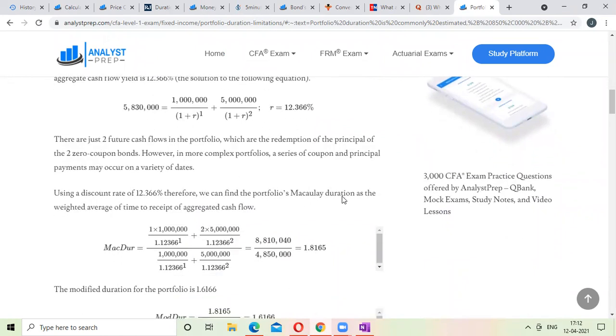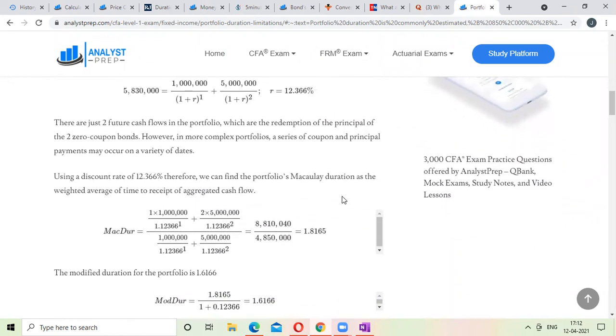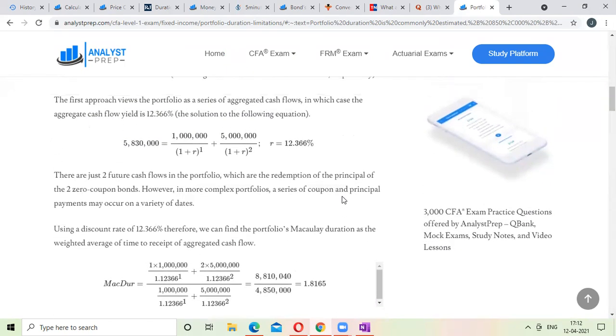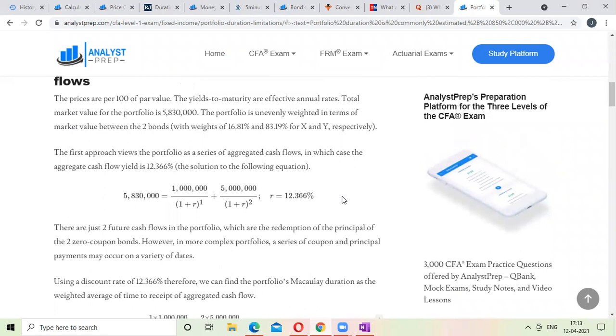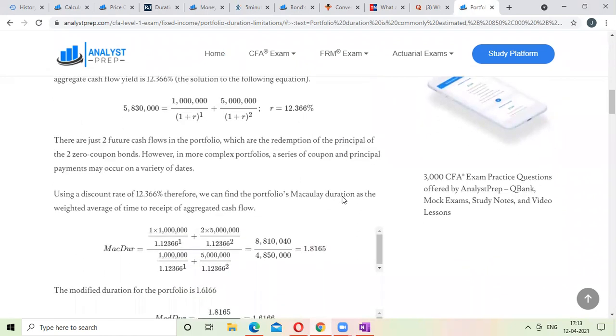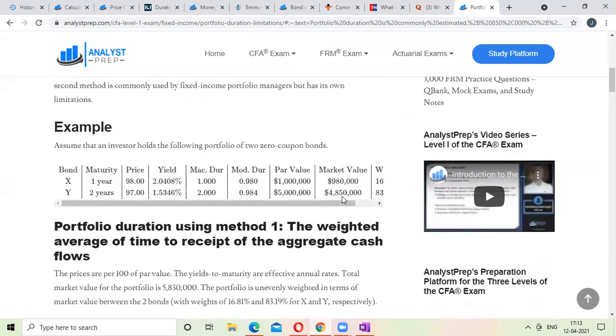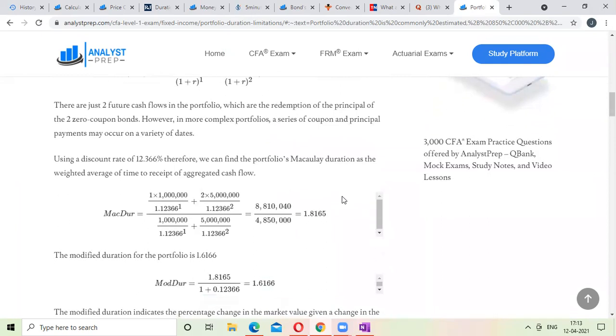Now you are finding out the Macaulay duration. You know how to do this. What data are they giving? Two bonds, market value between the two bonds. See, this is bond number one, bond number two, 2 years. This is the par value of bond number one. Maturity is 1 year. This is the par value of bond number two. The maturity is 2 years. Fine. So let's take those values.